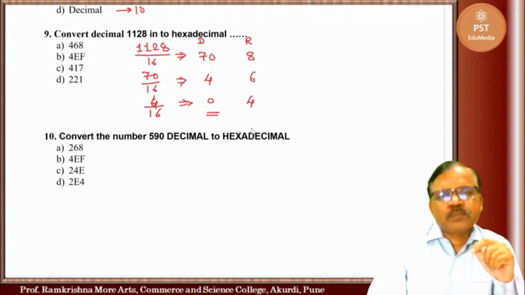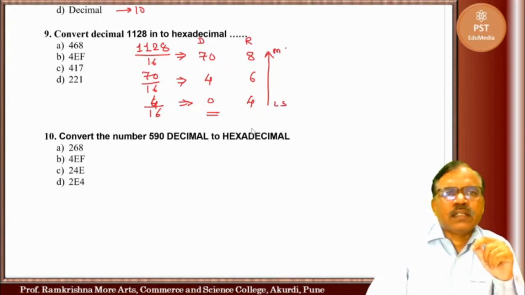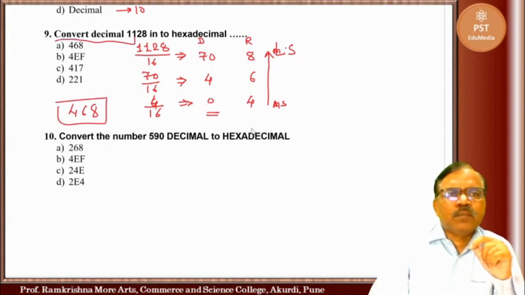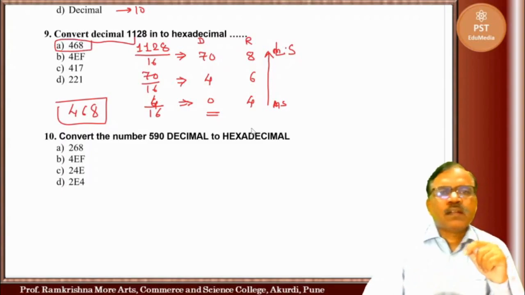Now stop here and go this way. The last remainder is the most significant and the first remainder is the least significant. So the number is 468. So the corresponding number is this one.